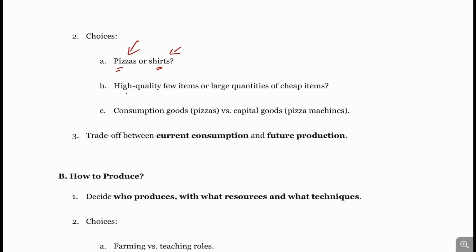Should we go for high quality items, or should we produce cheap items in a very large quantity? Should we prefer consumption goods? Should we focus on consumption, or should we focus on capital goods? These are some choices that need to be made by either the government or the businesses, right? There is an inherent trade-off between current consumption and future production. If consumption is increased, then future production may decrease, right? We will come to this concept later.